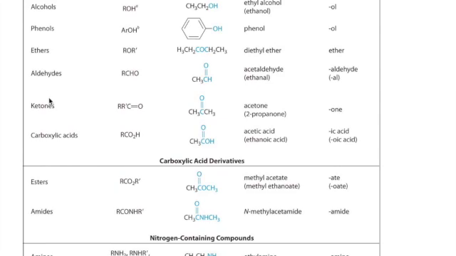The next 2 functional groups are related to each other: aldehydes and ketones. They both have a carbon double bonded to oxygen, which we call a carbonyl group. The difference is that the carbonyl in an aldehyde is located at the end of the molecule, while the one in a ketone is in the middle of the molecule. The carbonyl group itself is polar, so that determines the reactivity of this group of compounds.